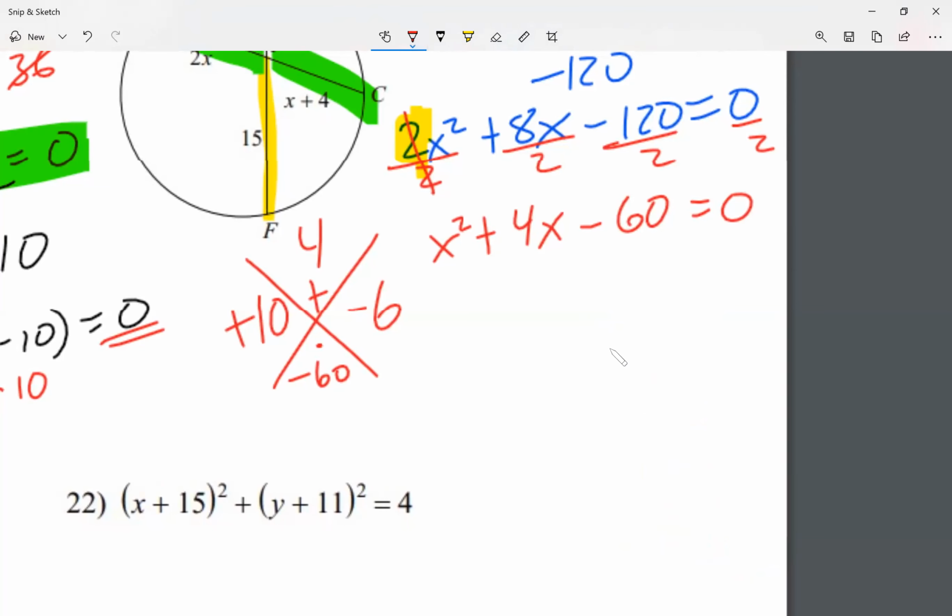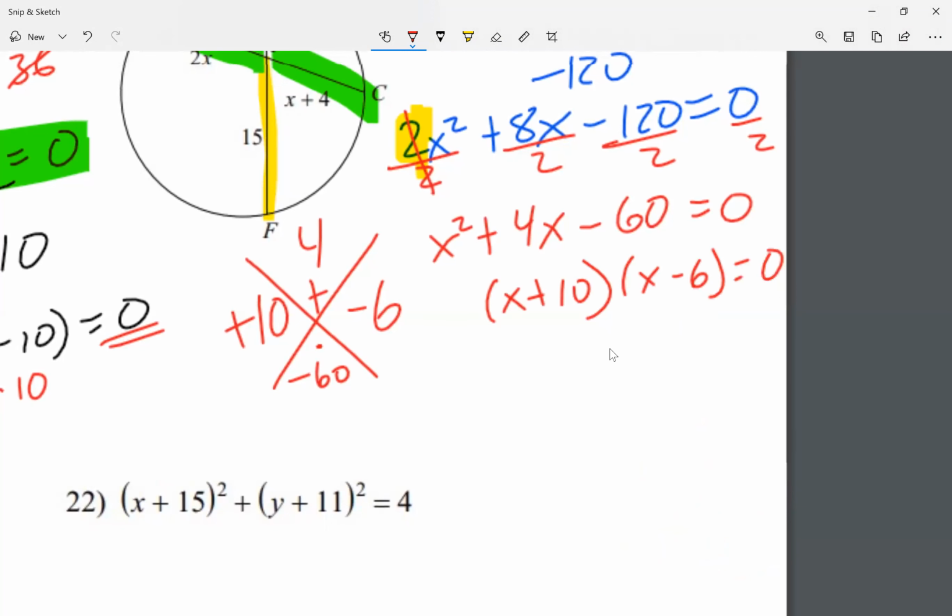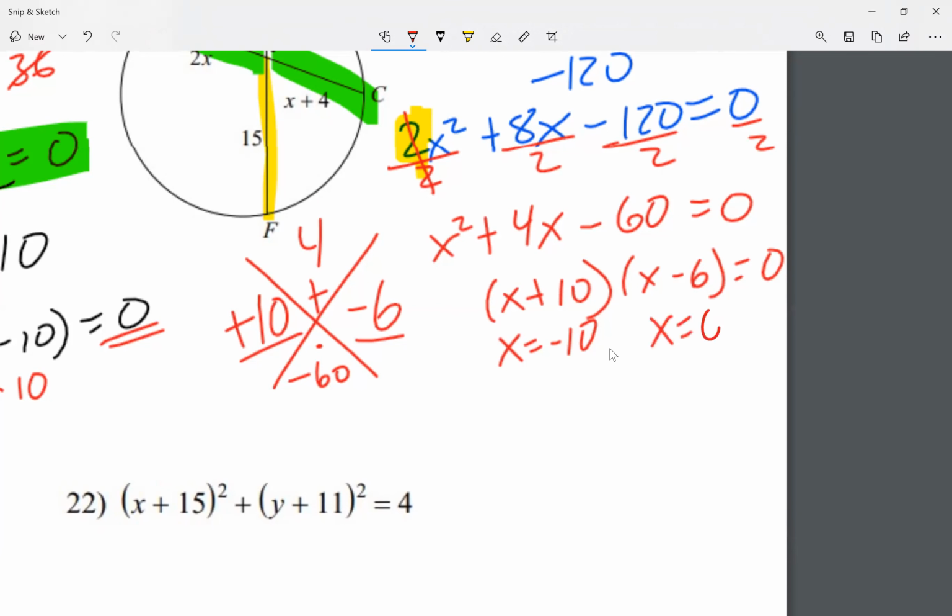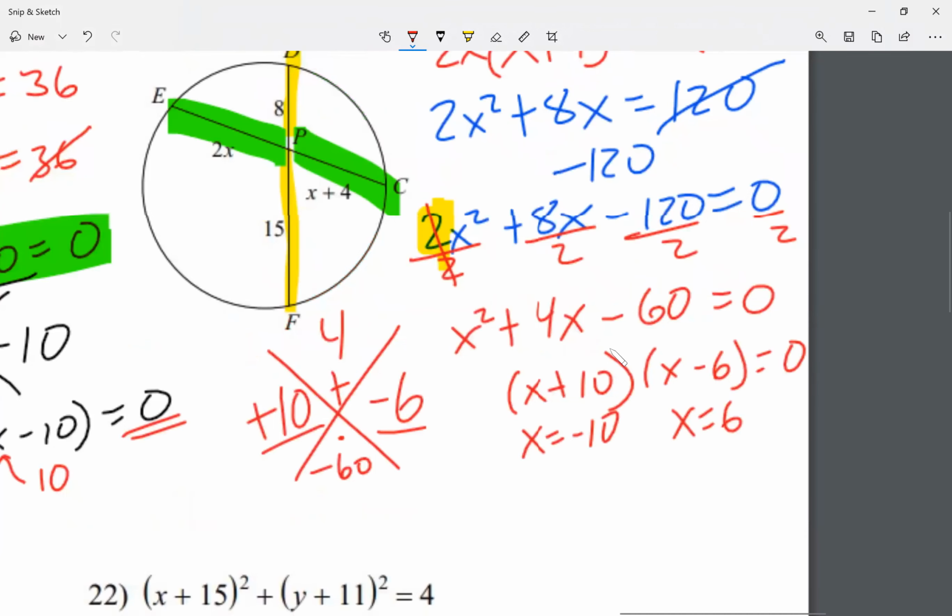Okay, so I'm going to write x plus 10 times x minus 6 is equal to 0. You guys see where the plus 10 and the minus 6 come from. Looking at the first parentheses, I'm going to say my x has to equal negative 10. I'm thinking, what value of x will make the first parentheses equal to 0? Negative 10 plus 10. Okay. The second parentheses, I'm going to say x is equal to 6. So I have two possible solutions.